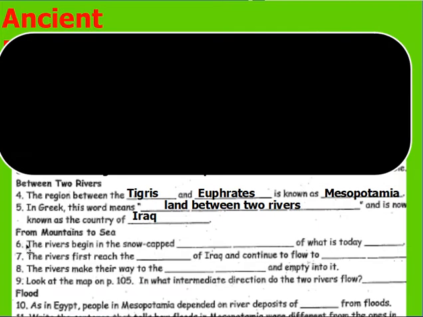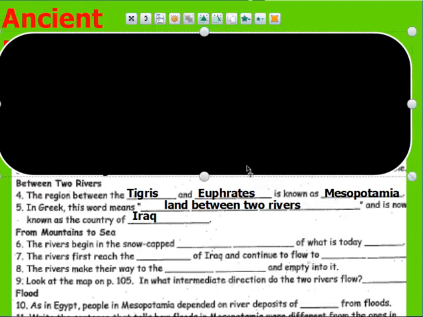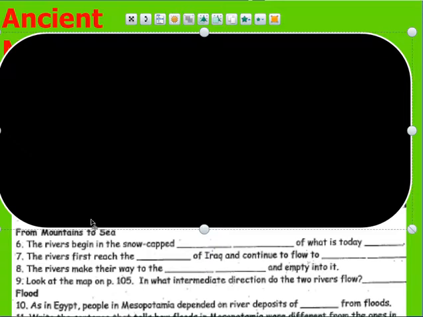Now we're going to move down to from mountains to sea. So the 2 rivers are the Tigris and Euphrates, and the region between them is known as Mesopotamia. In Greek, that word means land between 2 rivers. It is now the country of Iraq. And we're going to do questions 6 through 9, from mountains to sea.